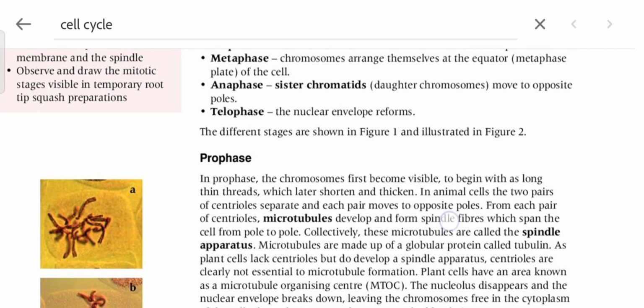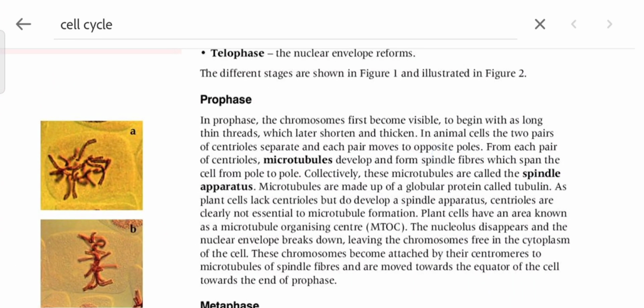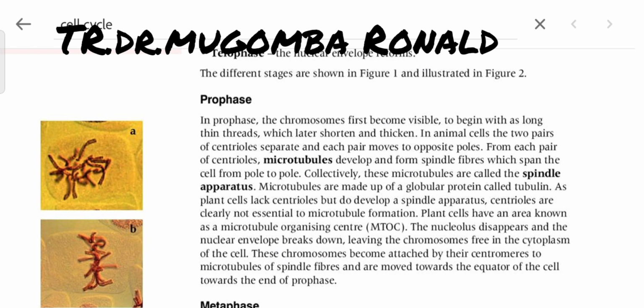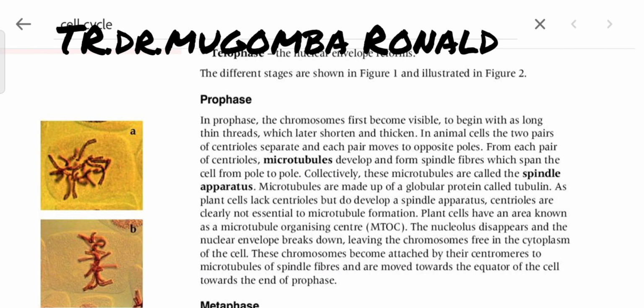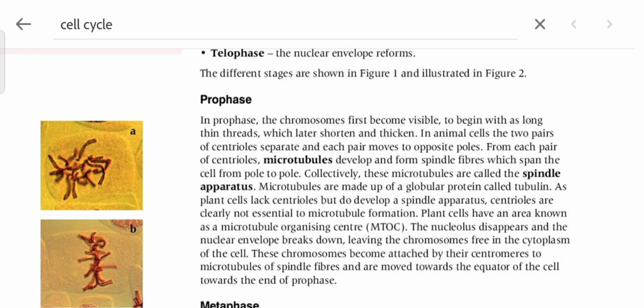We have said that during prophase, the chromosomes become clear, condensed, shorten, and thicken. That is when you will be able to see them. The microtubules start developing, and the spindle apparatus starts to show. We said also that the nucleus disappears. The nuclear envelope breaks down. That leaves the chromosomes free in the cytoplasm of the cell.